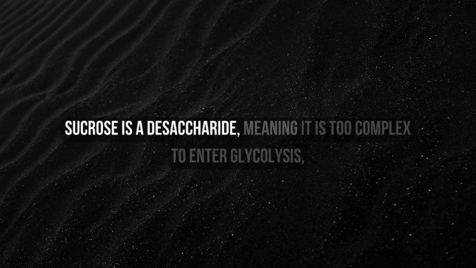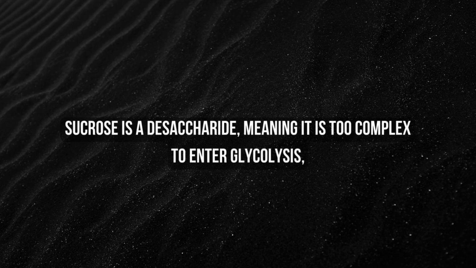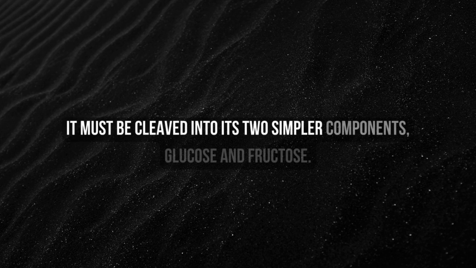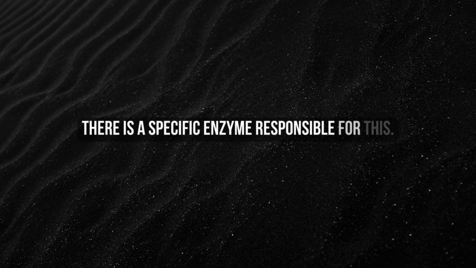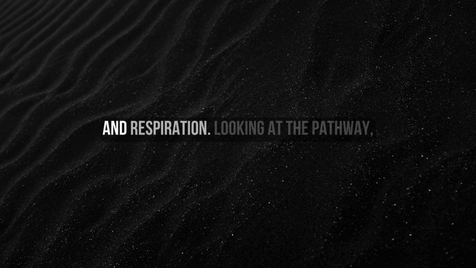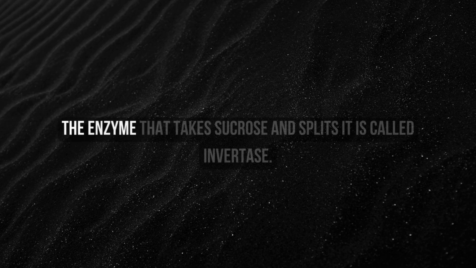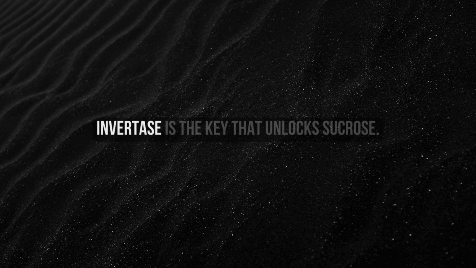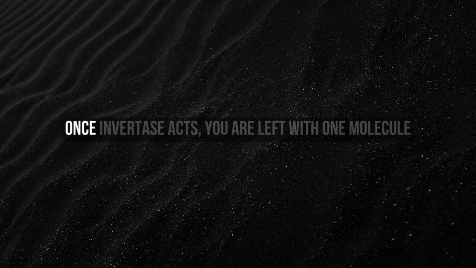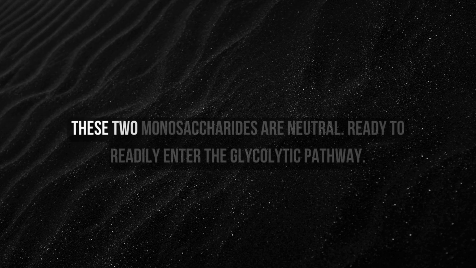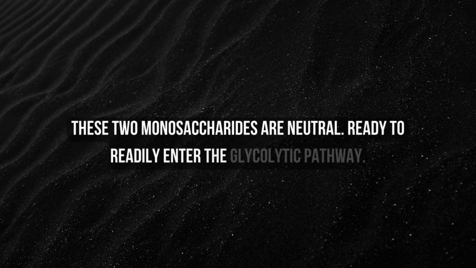Sucrose is a disaccharide, meaning it is too complex to enter glycolysis directly. It's too big. Exactly. It must be cleaved into its two simpler components, glucose and fructose. There is a specific enzyme responsible for this. Examiners love to test this exact step because it bridges photosynthesis and respiration. Looking at the pathway, the enzyme that takes sucrose and splits it is called invertase. Yes, here's what you must remember. Invertase is the key that unlocks sucrose. Once invertase acts, you are left with one molecule of glucose and one molecule of fructose. These two monosaccharides are now ready to readily enter the glycolytic pathway.